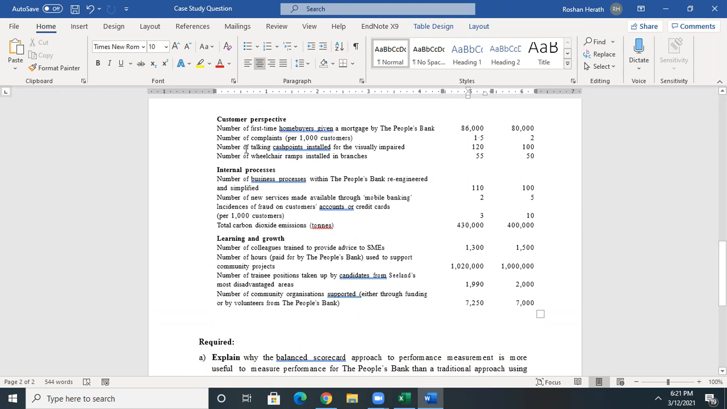Investment in taking cash points, wheelchairs, and even the community engagement, business process re-engineering.